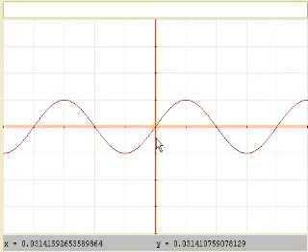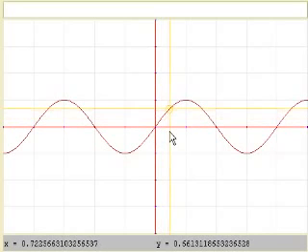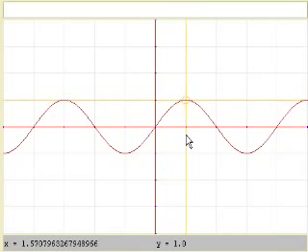Now as we move along the curve, I have the trace function on. If we look in the gray area at the bottom left, it says 1.57. But what is that? 1.57 is more commonly known as what? It's half of what famous number? Right, it's half of pi, so we're at pi over 2. If you convert pi over 2 to degrees, that's 90 degrees. So when we're at the angle of pi over 2 radians, the sine function is equal to 1.